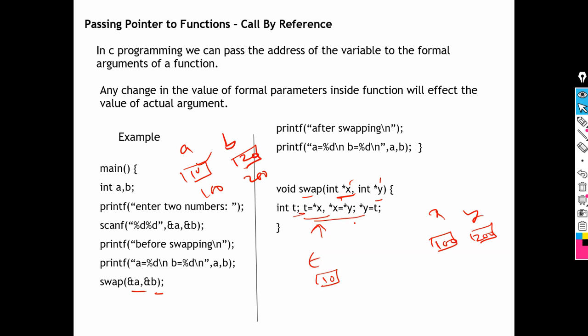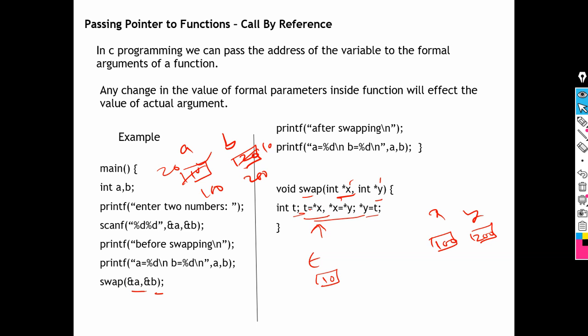Then you are saying asterisk x equal to asterisk y. What do you mean by this? The value pointed to by y, which is nothing but 20, is placed in x's pointed memory. x's pointed memory is nothing but a here. So you are overriding the value of the other scope's memory, right? The next statement is asterisk y equal to t, meaning the t value, 10 here. This 10 is going to be placed in y's pointed memory. y's pointed memory is nothing but b here. So it is going to be placed there.